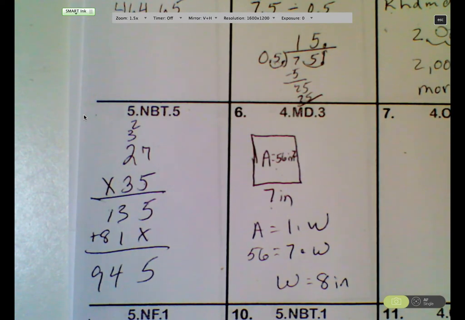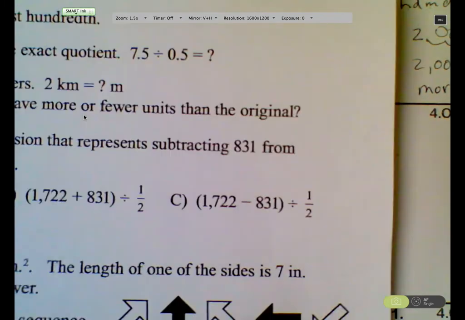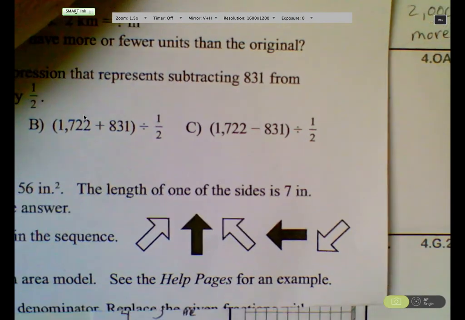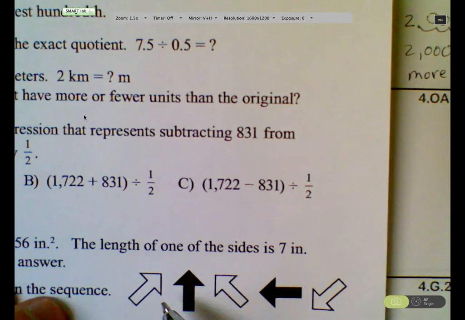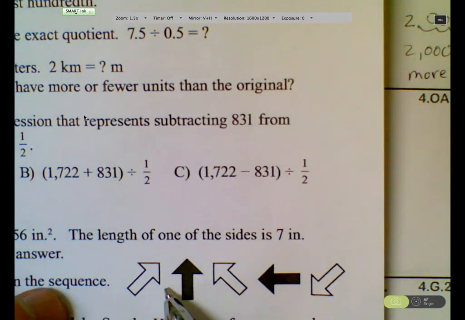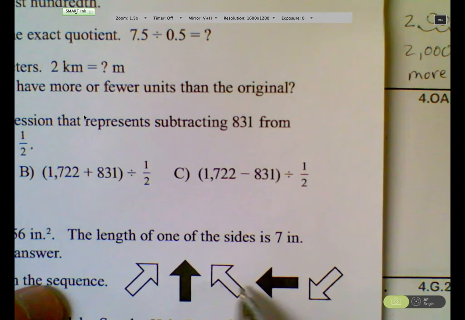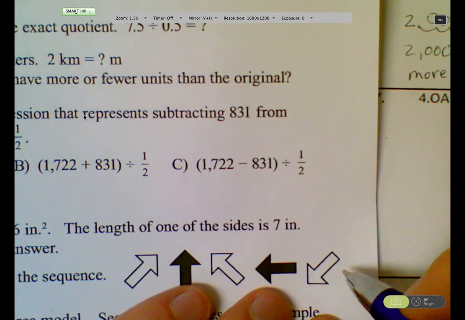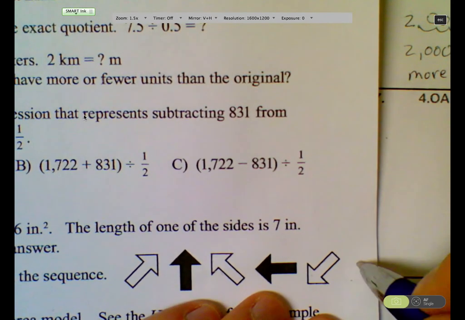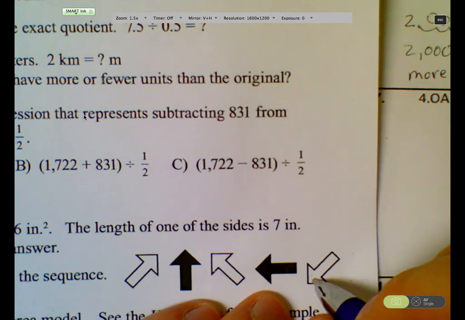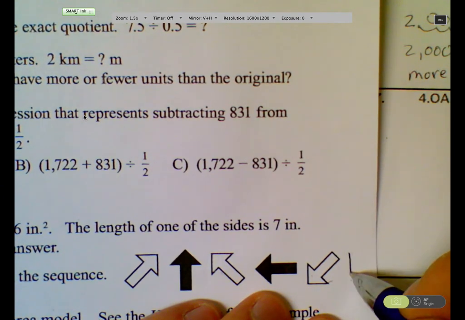Number 7, complete the shape in the next shape in the sequence. Describe the pattern. Okay, so it looks like we have some arrows here. And the arrows look like they're rotating counterclockwise and then changing their color. White, black, white, black, white. So my next one should be black. And it should be, if you look at how it's turning, facing straight down.